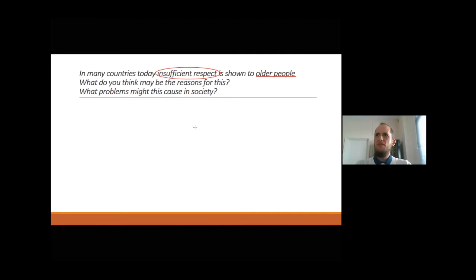So insufficient respect is shown. We want to know the reasons why, and the cause on society, not on individuals, not about the old grandfather being a bit annoyed about what's happened, but we want to know how it actually causes an effect on society at large.